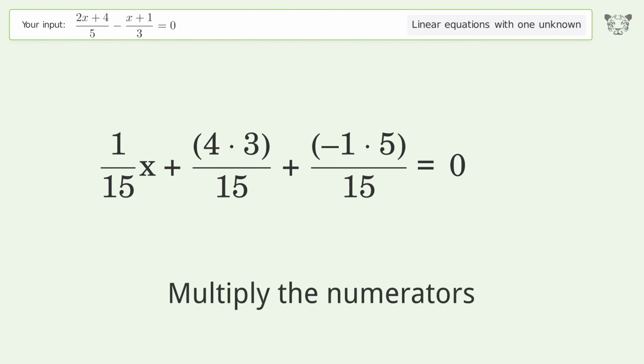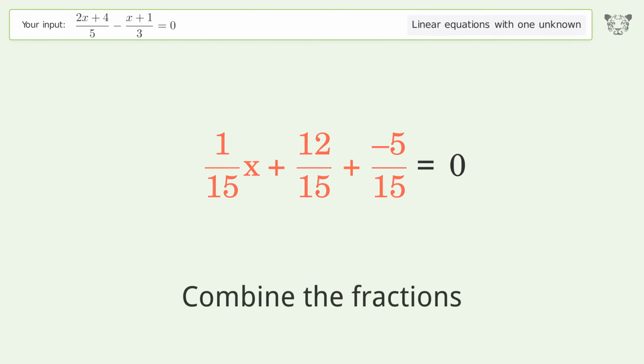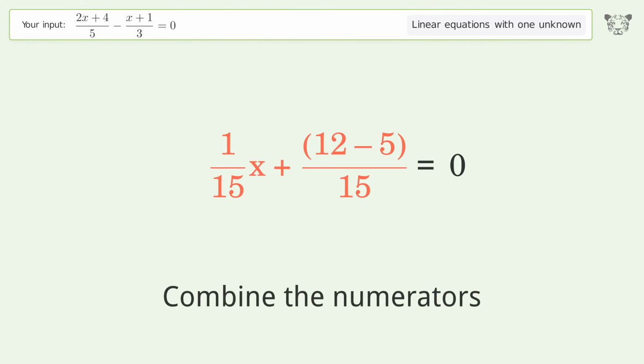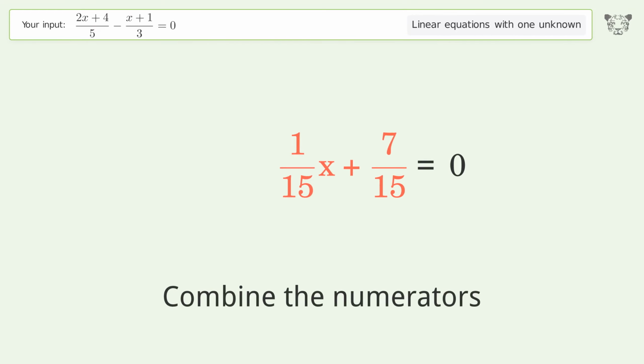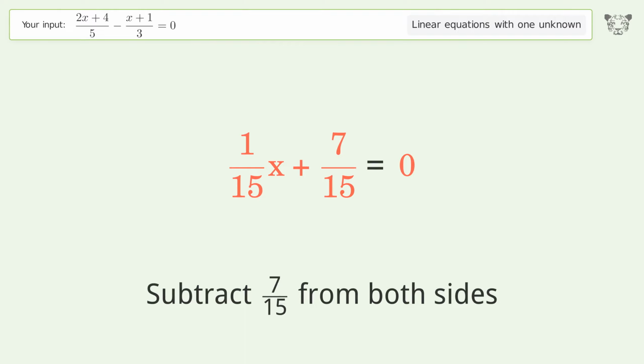Multiply the numerators. Combine the fractions. Combine the numerators. Group all constants on the right side of the equation. Subtract 7/15 from both sides.